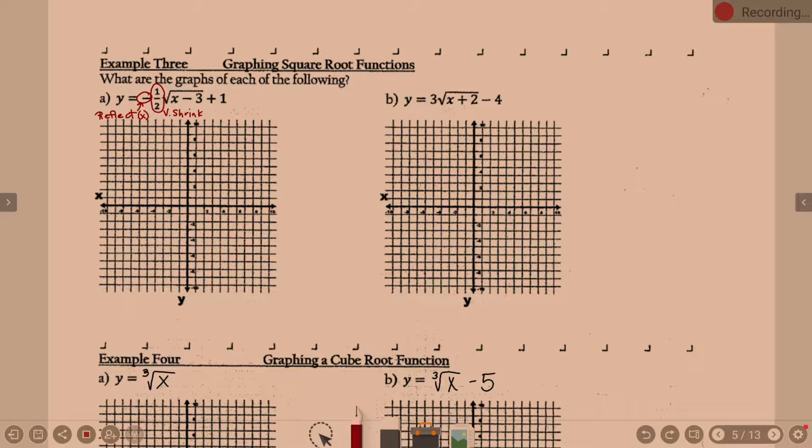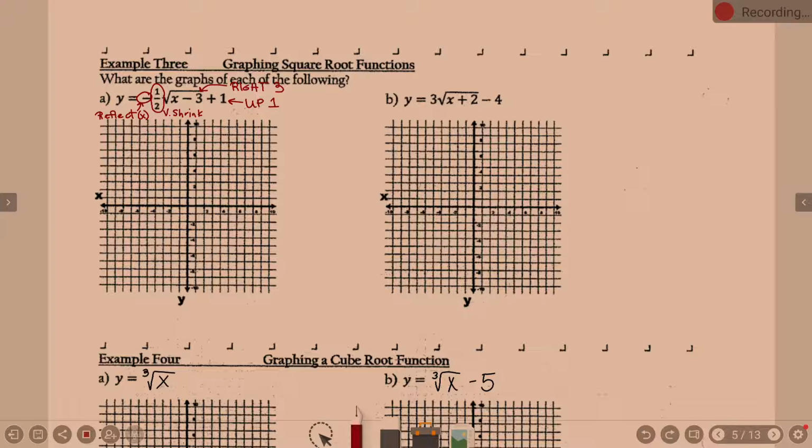What are the 3 and the 1 telling me? The -3 under the square root, under the radical, is left or right, opposite sign. So we are going to go right 3. The +1 at the end is up or down direction of the sign, so we're going to go up 1.